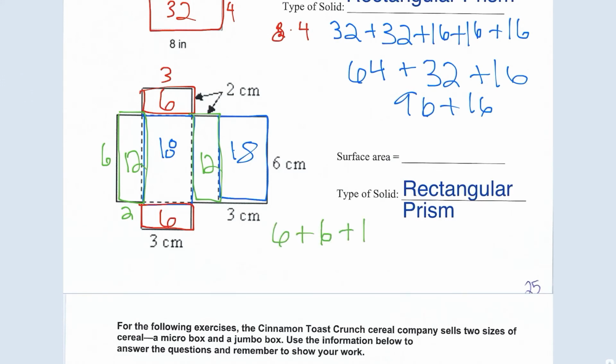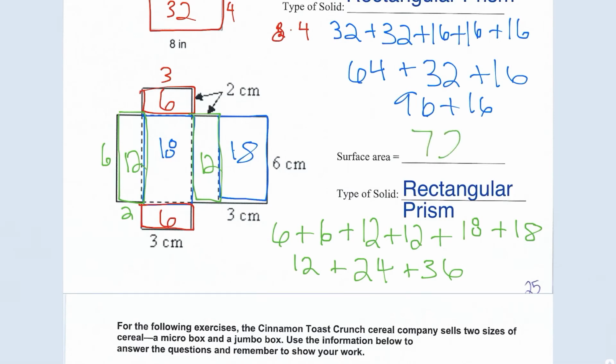So I'm going to add all these together as my final step. 6 plus 6 plus 12 plus 12 plus 18 plus 18. I know that 6 plus 6 is 12, and then 12 plus 12 is 24, and then 18 plus 18 is 36. 12 plus 24 is 36, and then 36 plus 36 is equal to 72. And we are in centimeters again. Okay, we are almost done, you guys.